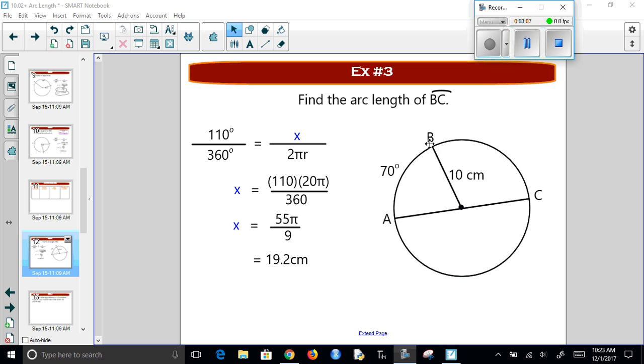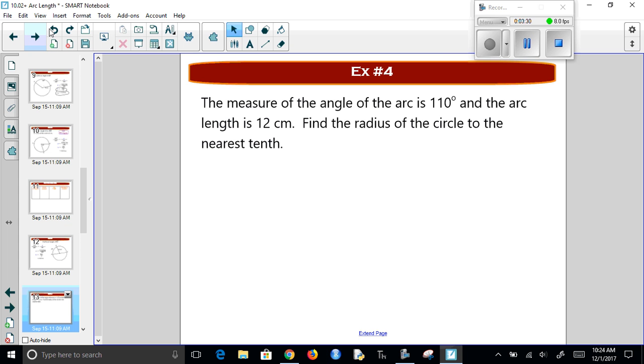So if I wanted to find the arc length of BC here, first I would take 180 minus 70 to get 110, and then set up the proportion. We found the circumference to be 20 pi. You multiply it, and in pi form, it would be 55 pi over 9, but in decimal form, it would be about 19.2.